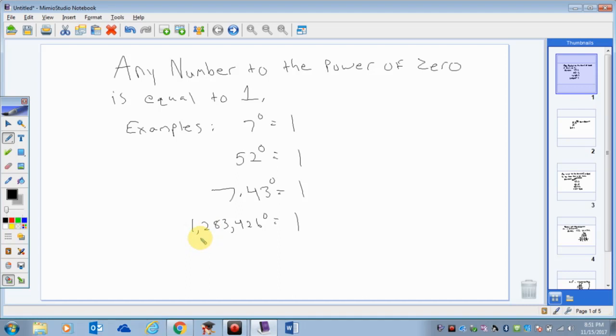So 1,283,426 with an exponent of 0 equals 1. That's just something you have to remember. So any number with an exponent of 0, or to the power of 0, is going to equal 1. So 5 with an exponent of 0 equals 1.